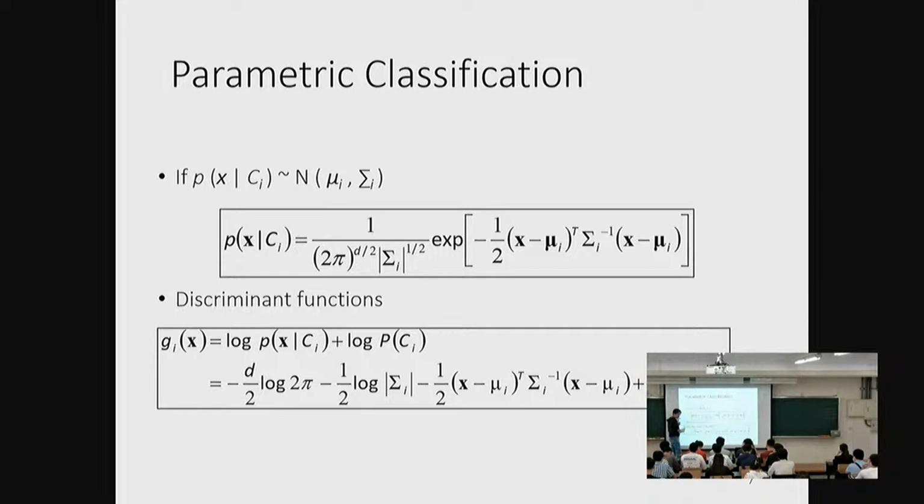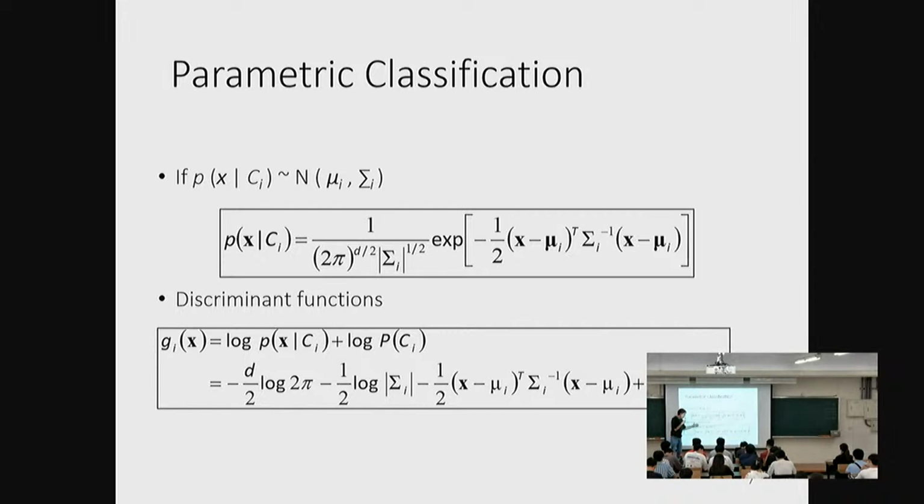For each of the classes, every x input into the discriminant function gives you a number. How do we generate that number? Minus d over 2 log 2 pi, minus 1/2 log of the determinant of the covariance matrix, minus 1/2 the Mahalanobis distance, x minus mi transpose, the inverse of the covariance matrix of that class, x minus the mean of that class, plus the prior of that class, log of P Ci.